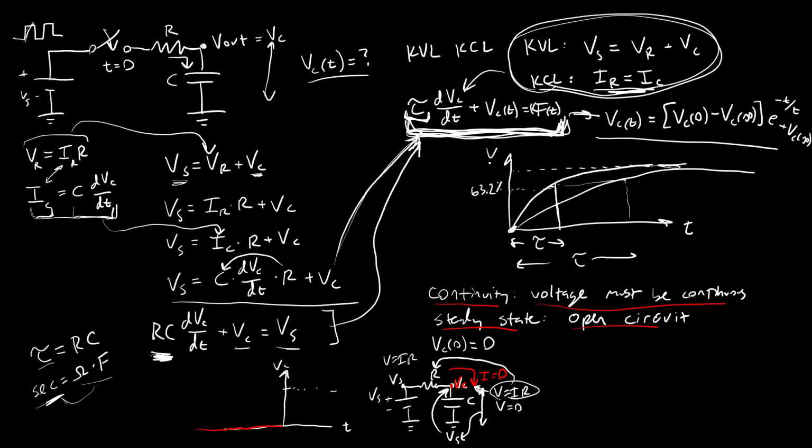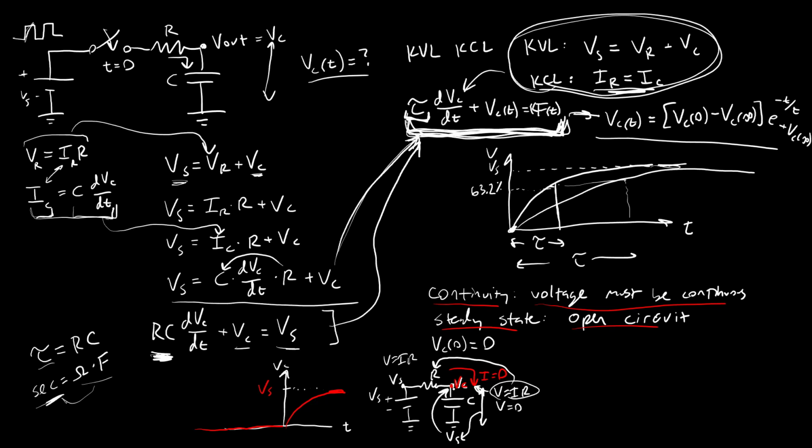Thinking about this intuitively, when you close this switch, initially your capacitor is at 0 voltage, but it is gradually going to charge up to Vs, the battery voltage, in steady state, but it's never going to exceed that. It's impossible for the capacitor to somehow get more voltage than the battery is providing.